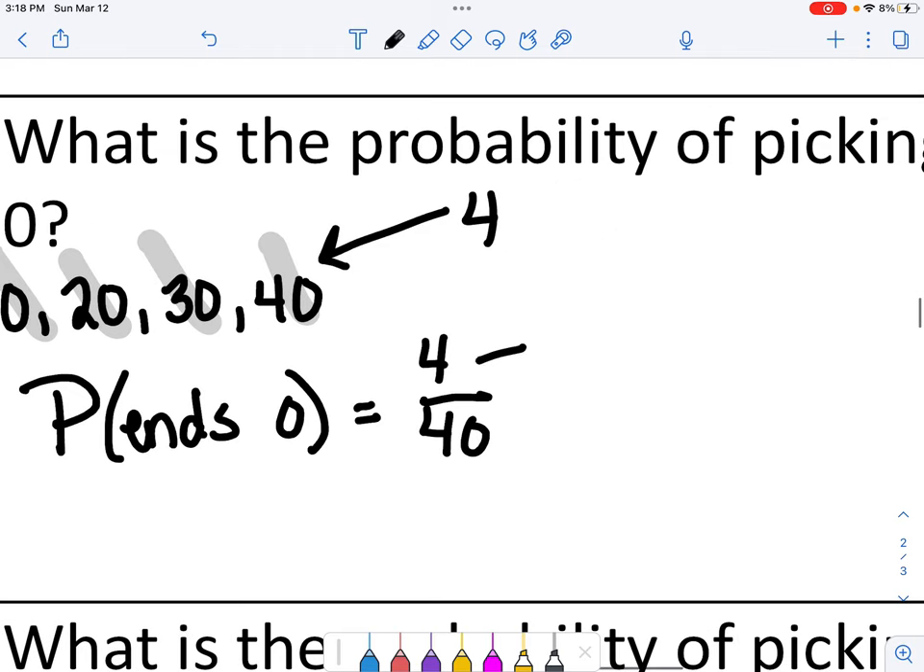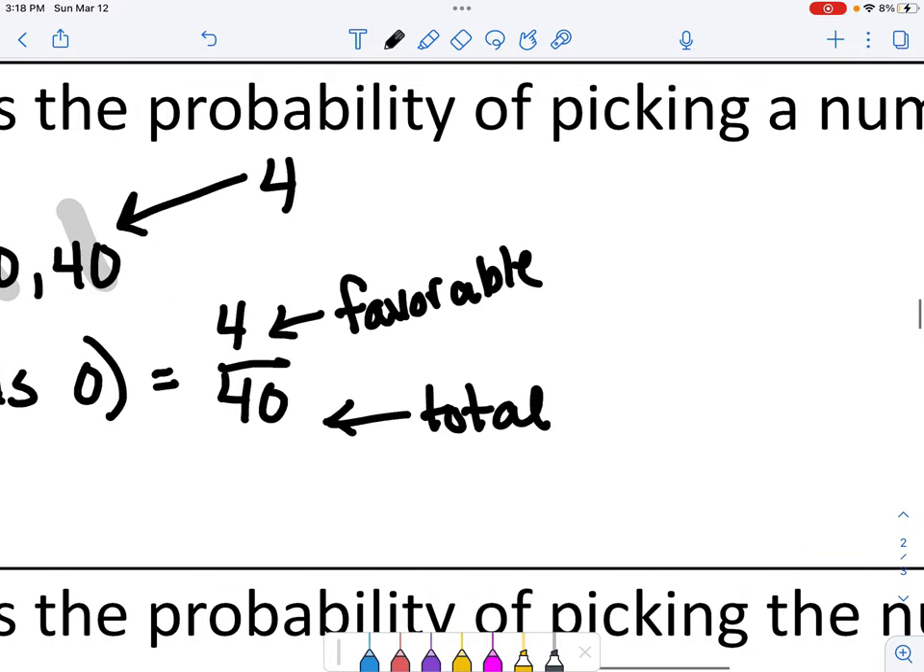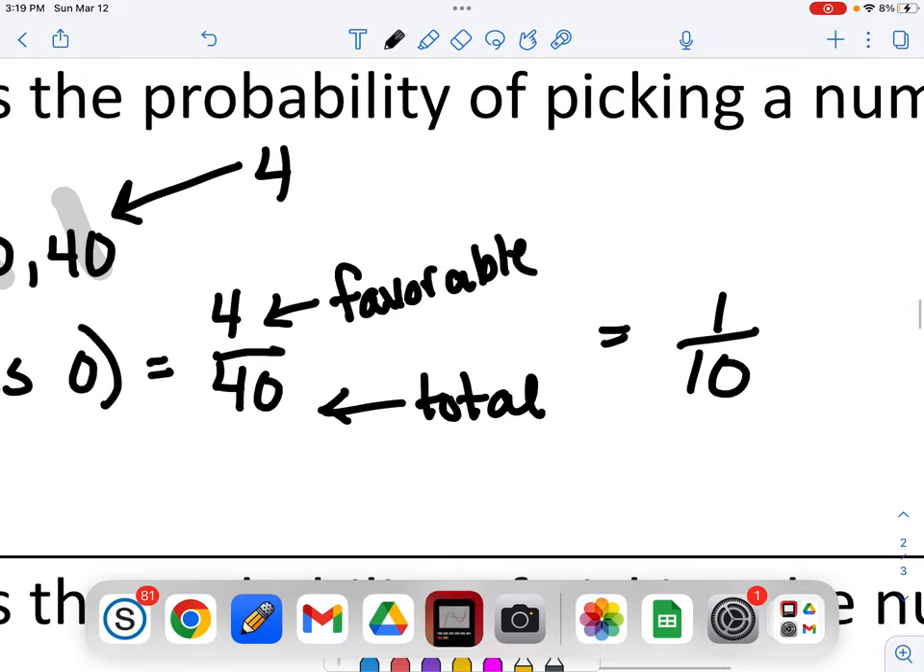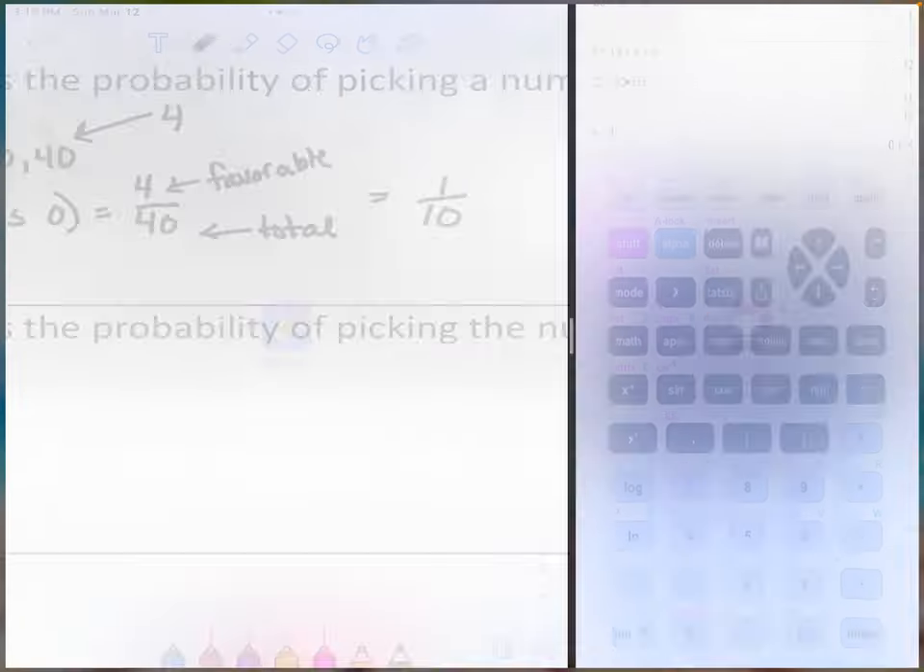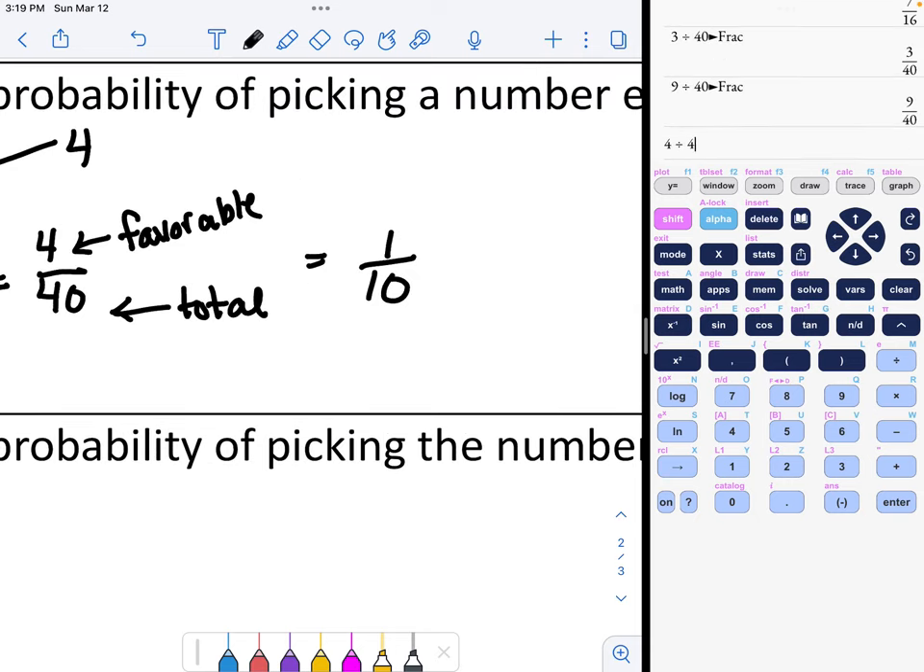So this is what we call favorable over total. And that is going to be a 1 out of 10 chance. You can use the calculator that somehow disappeared when I hit full screen there. Whatever. All right, so 4 out of 40.